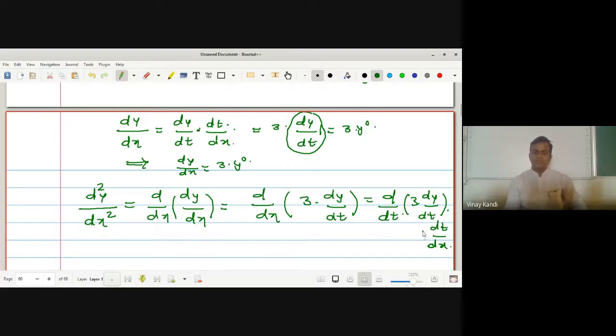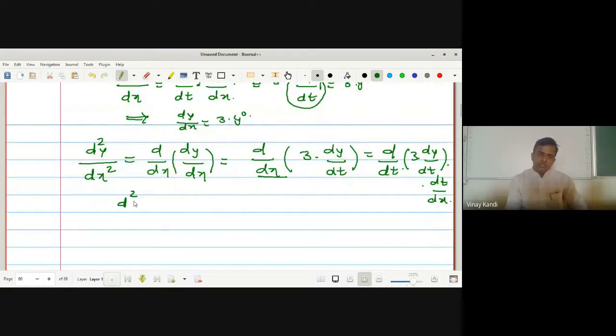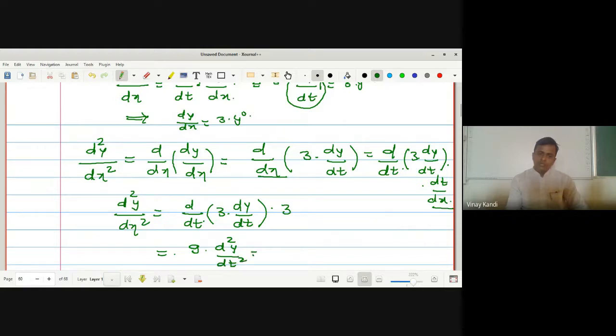Differentiate with respect to x, but first we have to differentiate with respect to t and t with respect to x by using chain rule. So here we get d2y by dx square, which is equal to d by dt of 3 into dy by dt into the value of this one, which is 3. So which is equal to 9 into d2y by dt square, which is equal to 9 into y double dot. Any doubt? No, sir.